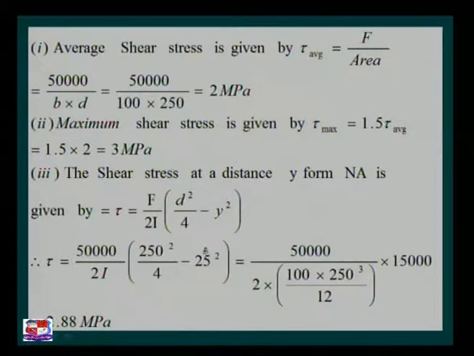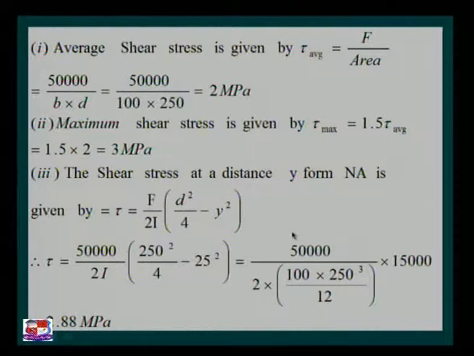250 square by 4, y that is 25 given in the data, only the I that is of BD cube by 12, 100 into 250 cube by 12, and if we simplify this one, we achieve the answer as 2.88 megapascal, that is the shear stress variation at distance of 25 mm above the neutral axis.